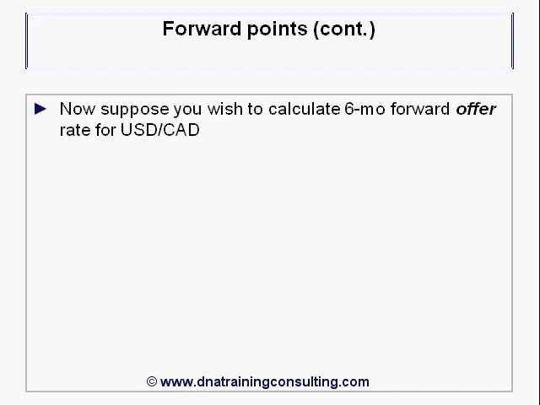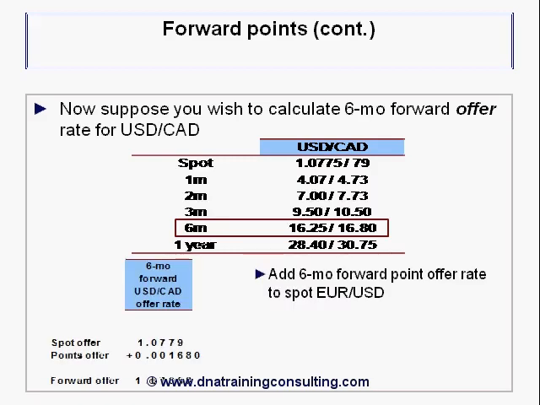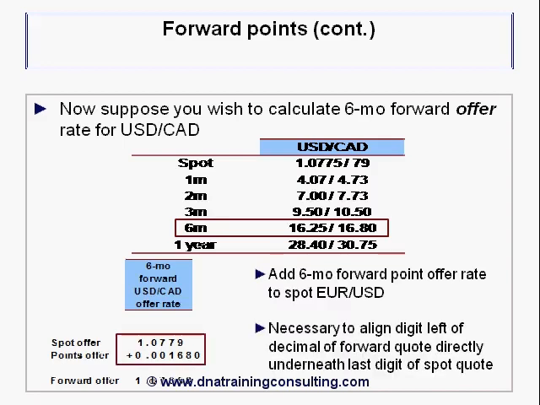Conversely, if you wish to calculate the 6-month US dollar Canadian dollar forward offer rate, where the 6-month quote of 16.25/16.80 that you see here is in ascending order, you will need to add the forward points offer rate to the spot dollar CAD offer rate. Here again, you need to align the digit to the left of the decimal of the forward points quote directly underneath the last digit of the spot quote, and this yields a forward offer rate of 1.07958.